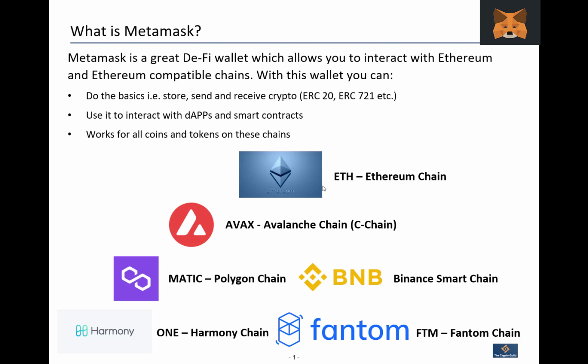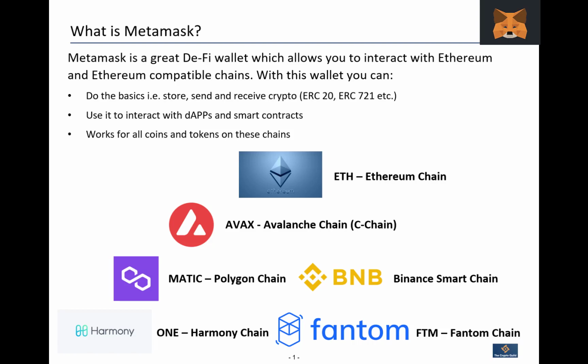So examples of that would be obviously Ethereum chain. It works for AVAX or Avalanche. It works for the Polygon chain. It works for the Binance Smart Chain, Harmony One, and Fantom, just to name a few. This list is not comprehensive, but these are the more major chains which it supports.